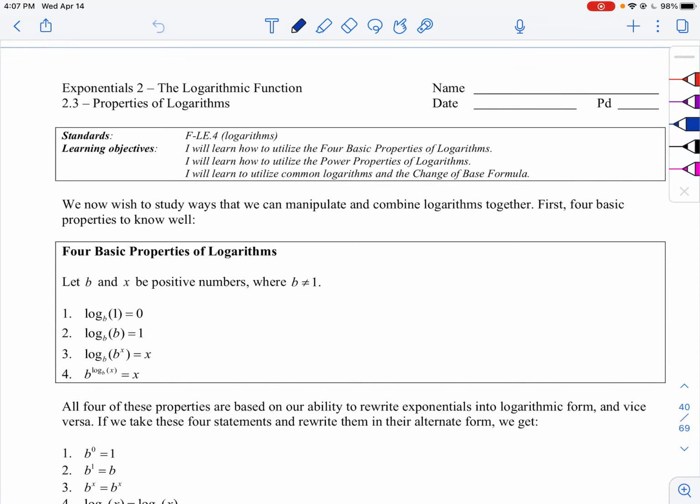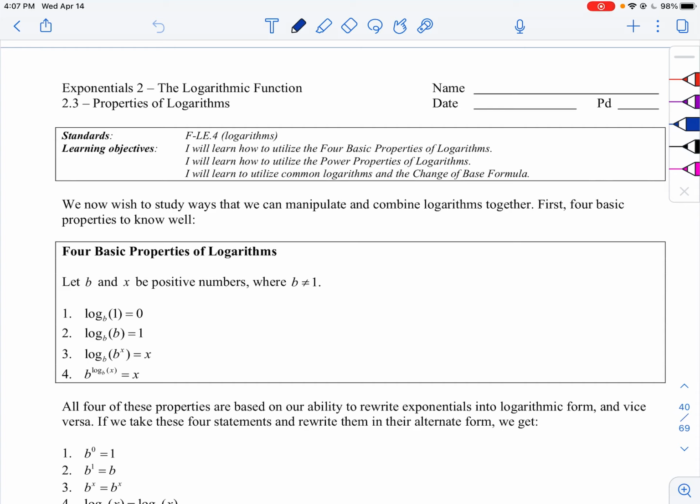Welcome to another lesson of Algebra 2. Today's lesson is properties of logs. There are a lot of them, but we're only going to be learning at least the first 5 or the basic properties of log.